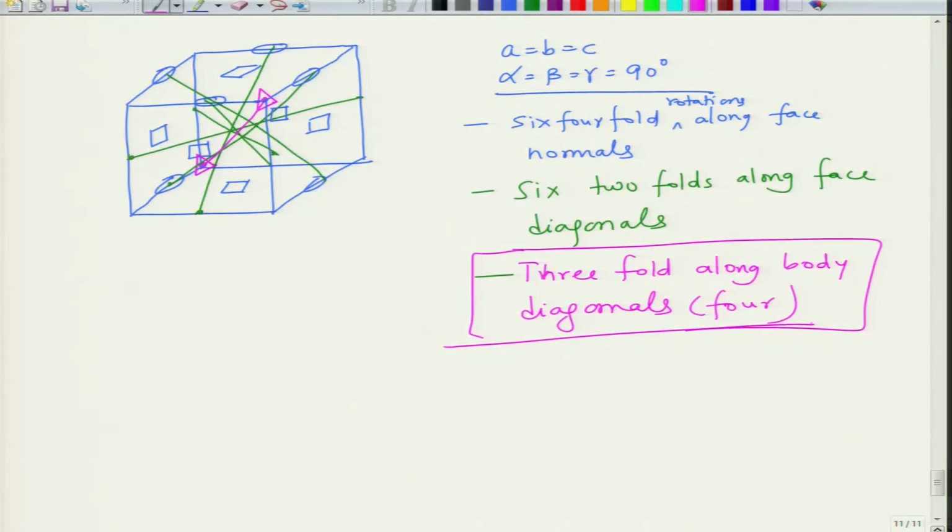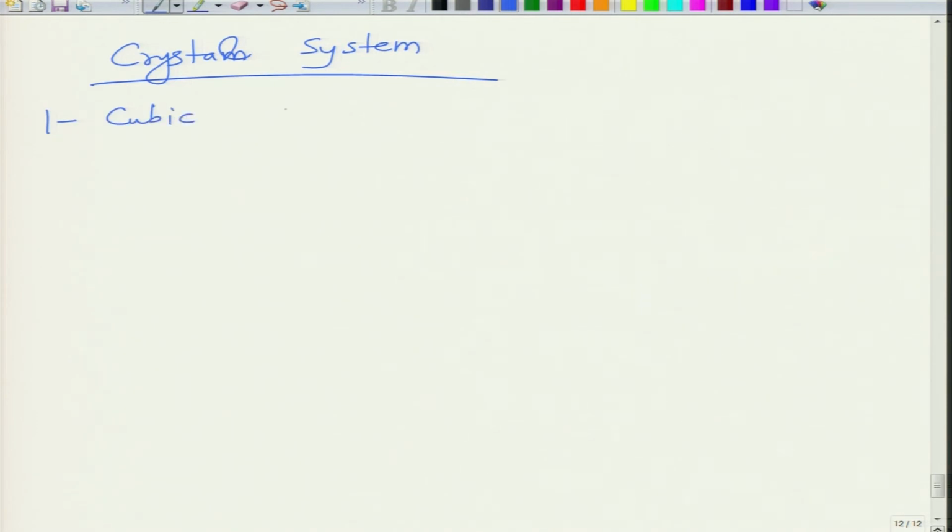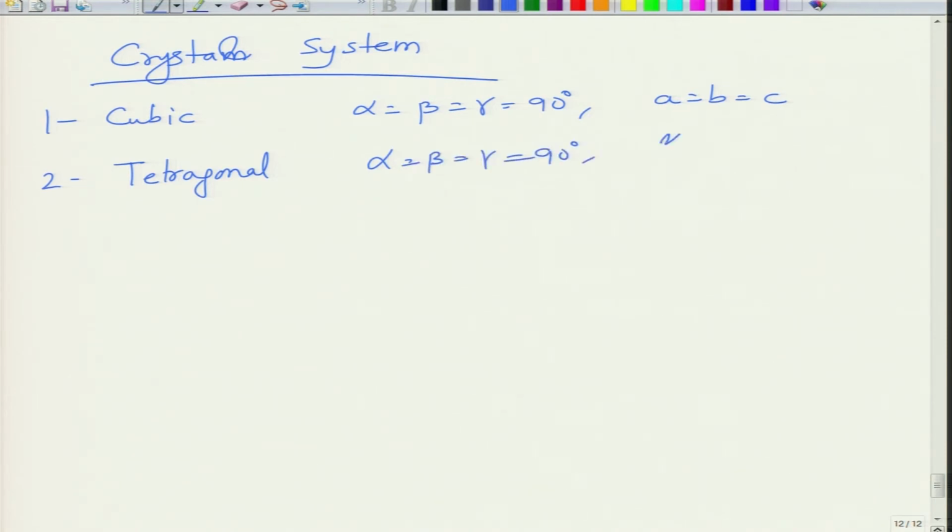So based on these symmetry arguments and the lattice definitions, people have come up with the system of crystal framework, which is called as crystal system. So first of these is cubic, which means alpha is equal to beta is equal to gamma is equal to 90 degree, and A is equal to B is equal to C. That is what we have seen. If you distort it a little bit, you make a tetragonal system, which means alpha is equal to beta is equal to gamma is equal to 90 degrees, but A is equal to B is not equal to C. So, C parameter is little bit shorter or longer as compared to A or B.